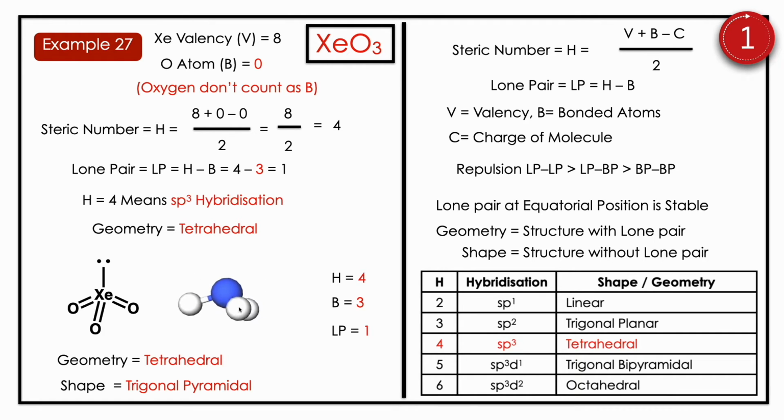H4 means sp3 hybridization. So geometry is expected to be tetrahedral. You have one lone pair in the system, so shape will be trigonal pyramidal. Here xenon will be the central atom, which is the top of the pyramid. Oxygens occupy the corners. So shape will be trigonal pyramidal. Here the important fact is that oxygen you should not count for H, but for lone pair you should count it.